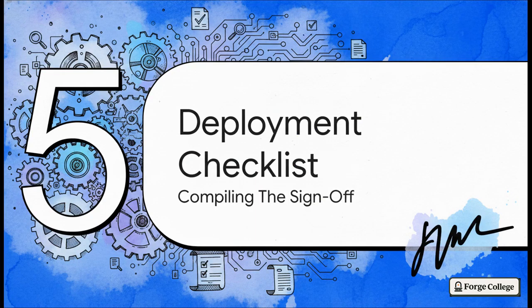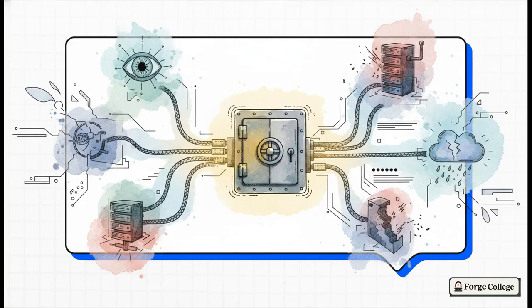Next up, Section 5, building the deployment checklist. Time to compile the final sign-off. Before we actually look at the checklist itself, I really want to highlight this concept. Throughout all the advanced learning programs and courses we run here at Forge College, we heavily emphasize this principle of graceful degradation.